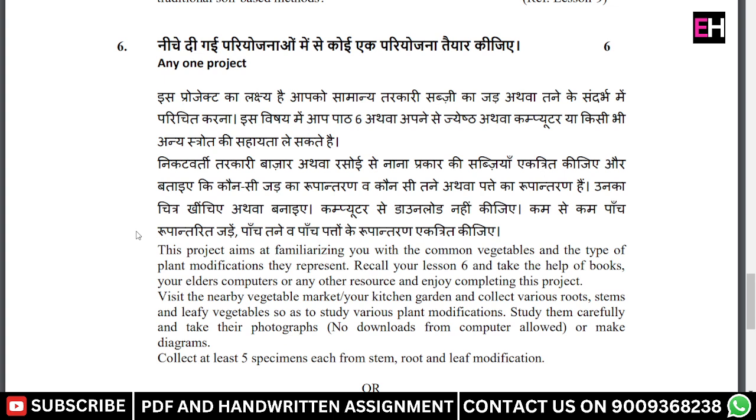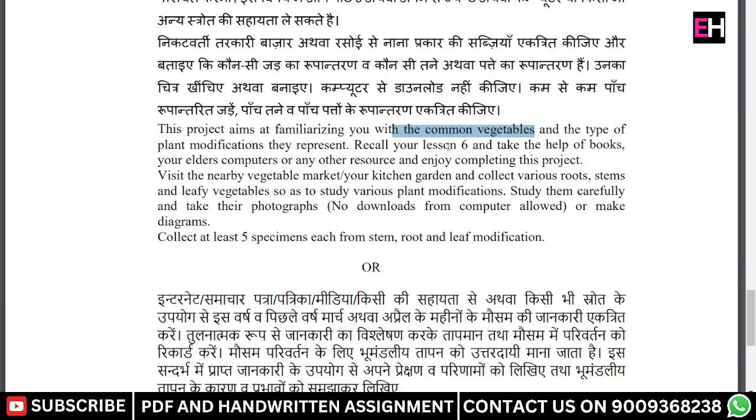So the question is that this project aims at familiarizing you with the common vegetables and the type of plant modification they represent. Recall your lesson 6 and take the help of both your elders, Snow Peter, or any other source. Enjoy completing this project.